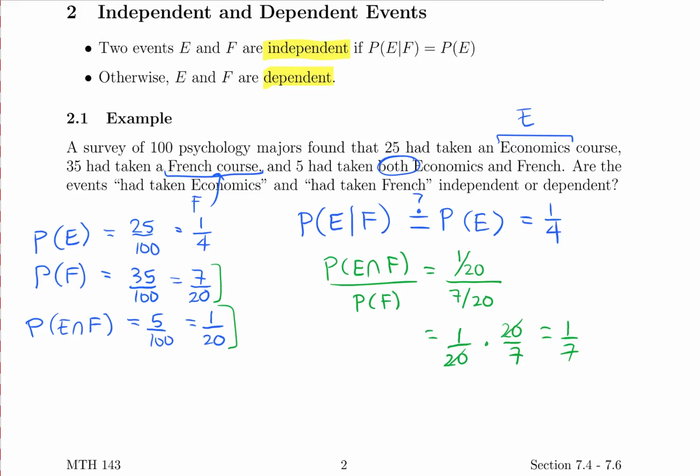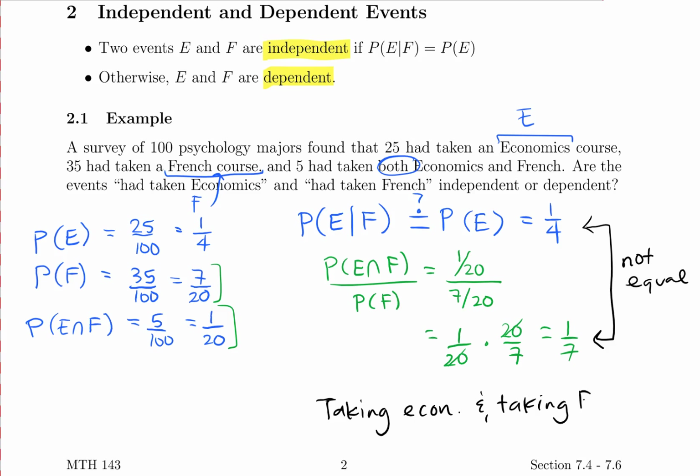So what we have is that the probability of E is not equal to the probability of E given F. So these are not equal. And so that tells us that we have the second case. The two events are not independent, they are dependent. So taking economics and taking French are dependent events in this case. Not independent.